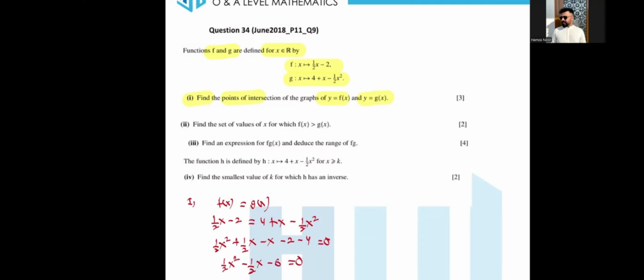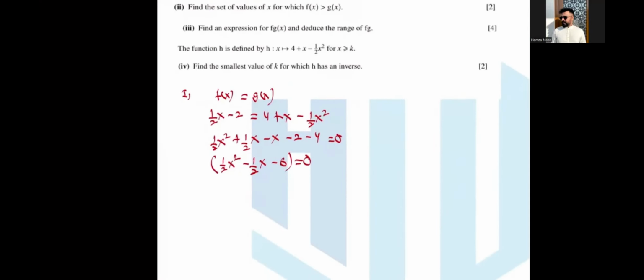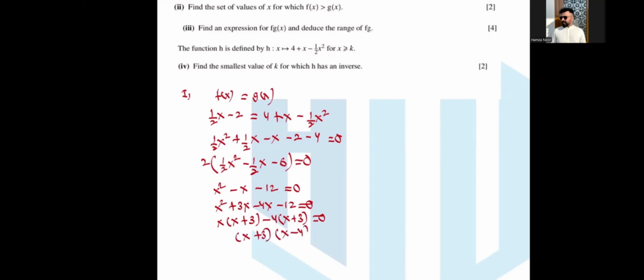So far we have achieved this. In order to make this quadratic equation simpler, we can multiply by 2 on both sides. So x squared minus x minus 12 equals 0. Now we are going to solve this quadratic equation. If we factorize, 4 times 3 is 12, and after subtraction we need to get minus 1 in between. So x squared plus 3x minus 4x minus 12 equals 0, meaning taking x as common multiplied by x plus 3, taking minus 4 as common multiplied by x plus 3, and this whole thing is equal to 0. Therefore the fully factorized form is x plus 3 multiplied by x minus 4 equals 0.